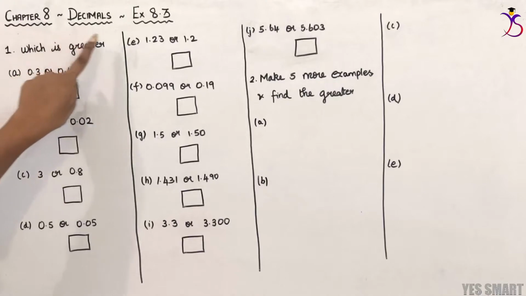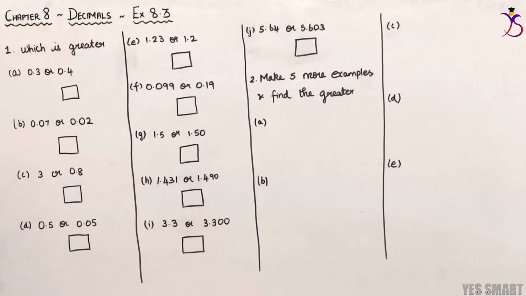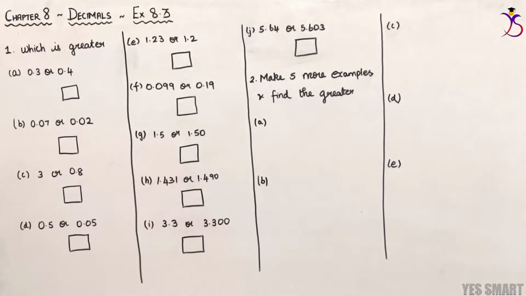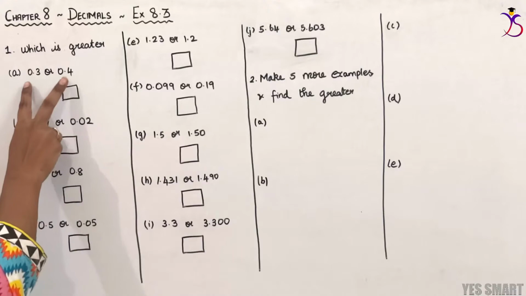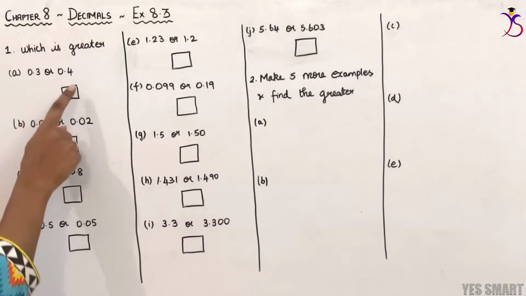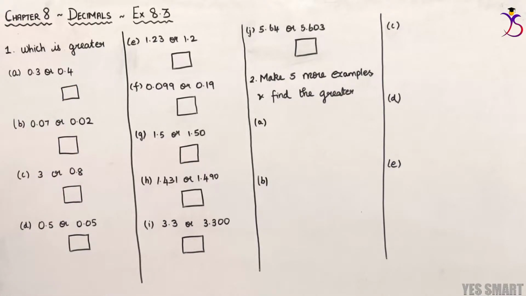Chapter 8 Decimals, Exercise 8.3. First sum, which is greater? We are supposed to compare the given set of decimals and write which is greater, lesser, or whether they are equal. In order to do that, our first step is to make sure that both the given decimals are like decimals. If they are not like decimals, we have to convert them into like decimals. Then we can compare and insert the required sign.